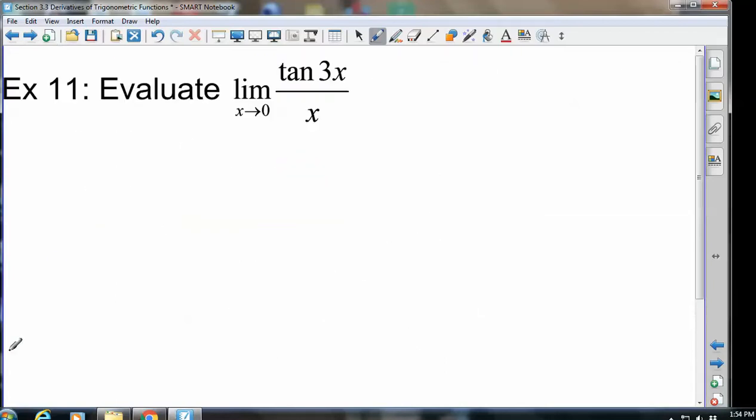Look at this one. Can you just plug in 0 from the beginning? No, tangent of 0 is 0, divided by 0, I can't do that. What could I do? Okay. Yes, but hold on a second. We have to get it to be sine x over x. So how could I change my tangent? Break into sine, cosine. Let's do that first.